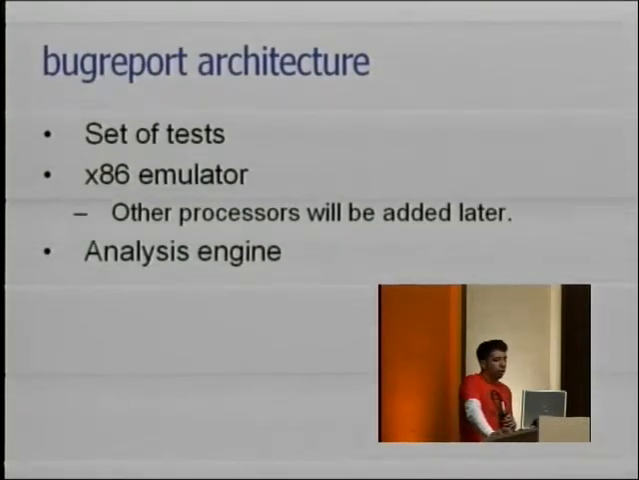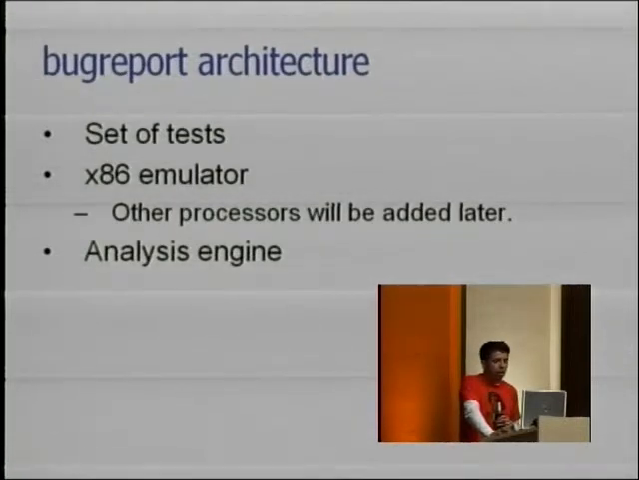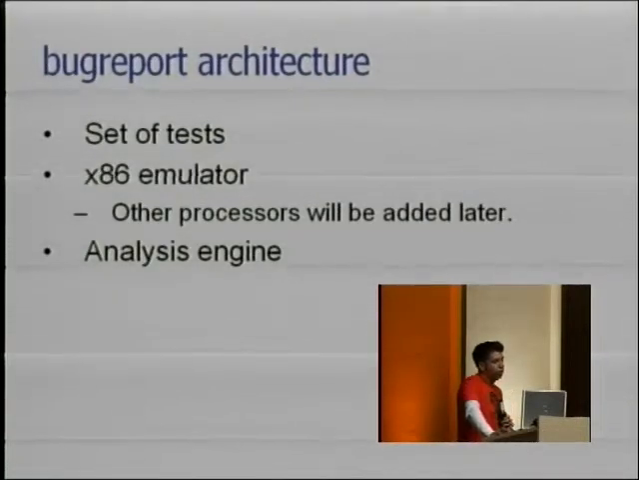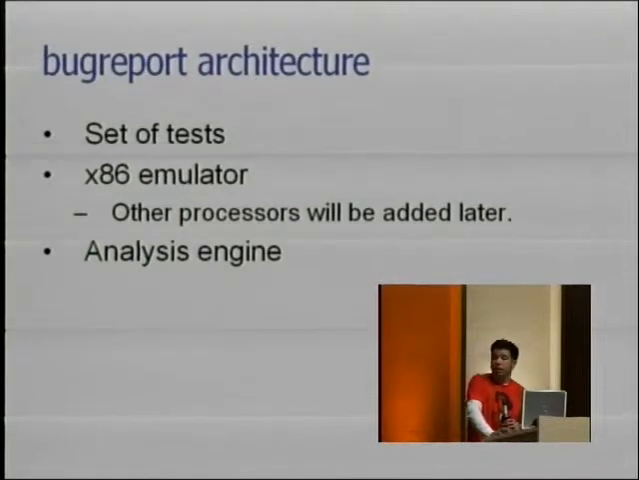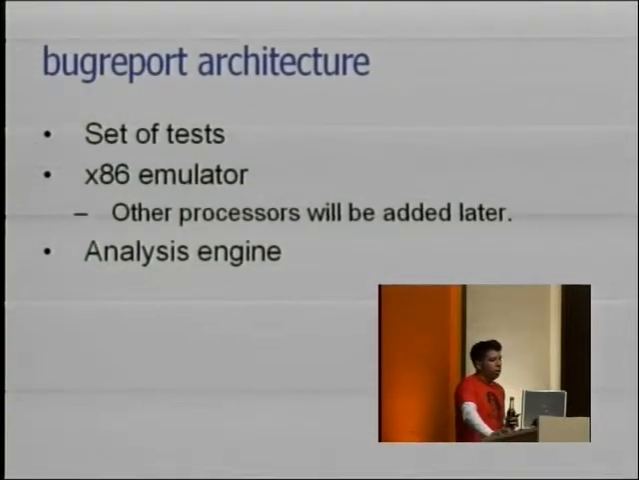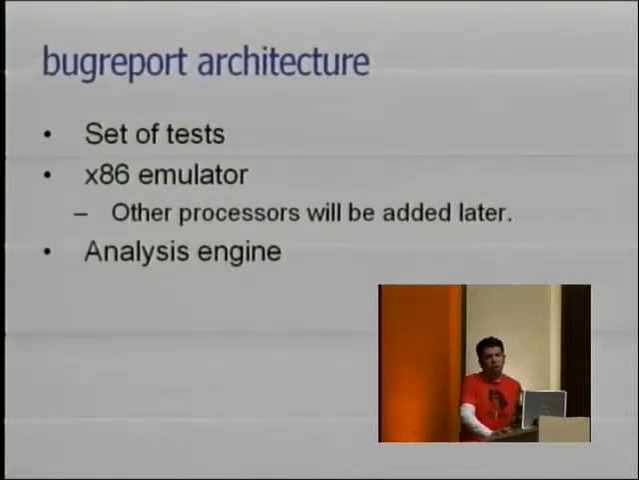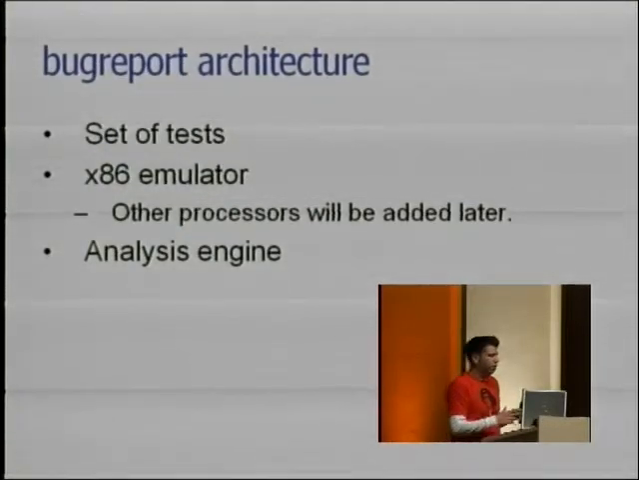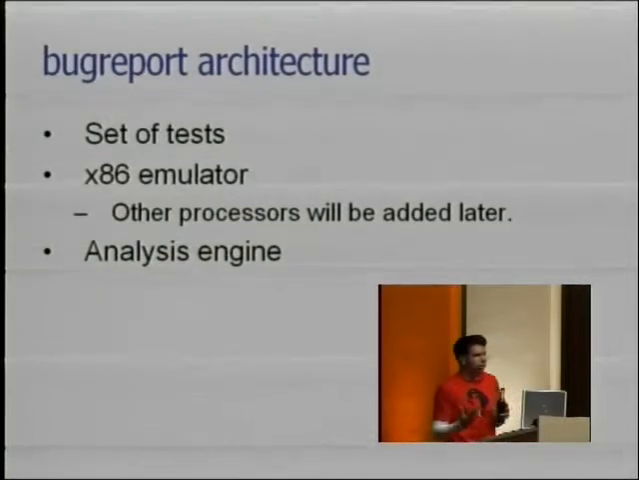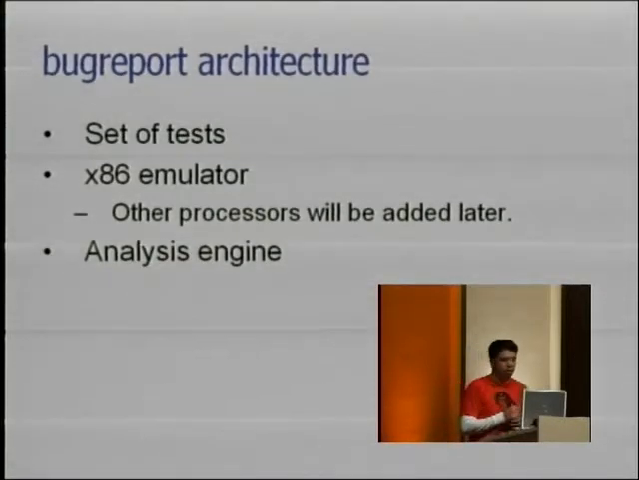So this is the architecture. Basically, it's a set of tests that is part of the project. They're all on the part of this Subversion tree, so you can check those out and see how they work. Then there's a core x86 emulator that's separate from the analysis engine, because we want to be able to do, let's say, ARM later on and different processors. So we're really trying to modularize it so that analysis and the processor-specific code are separate from each other.